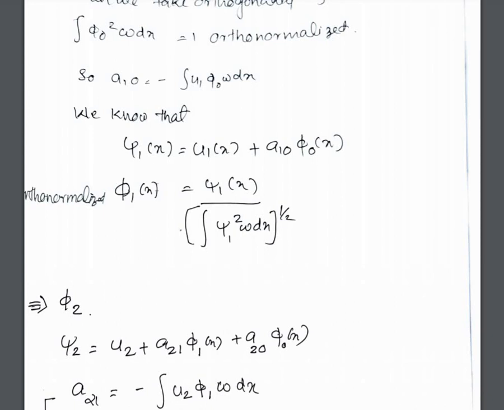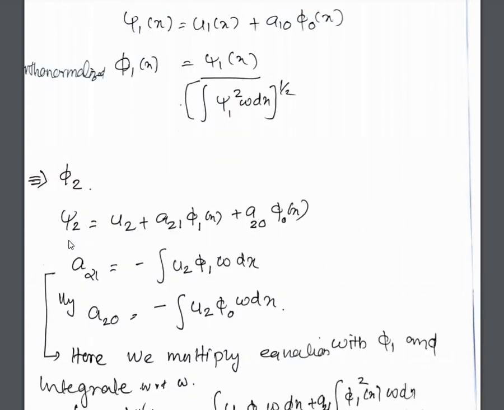So when we get phi 1, we can calculate phi 2. Phi 2 can be written from psi 2. We find an orthogonal function psi 2 is equal to u2 plus a21 phi 1 plus a20 phi 0. Here phi 1 and phi 0 are orthogonal to psi 2.